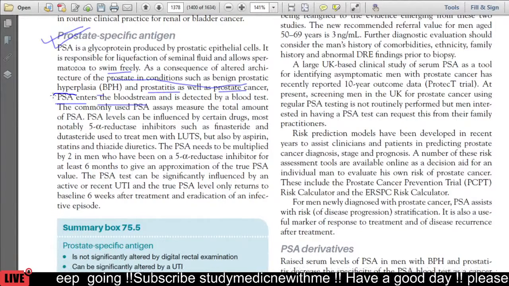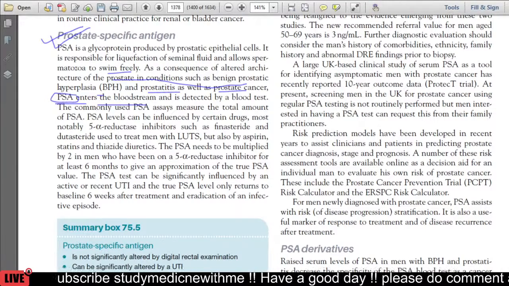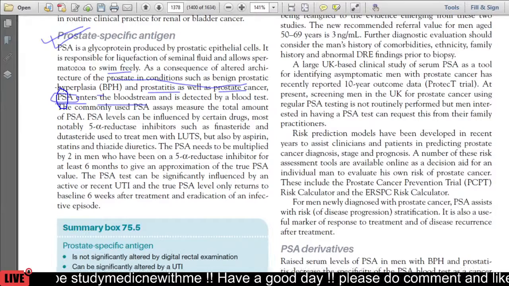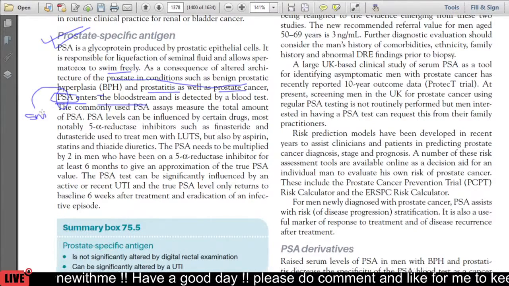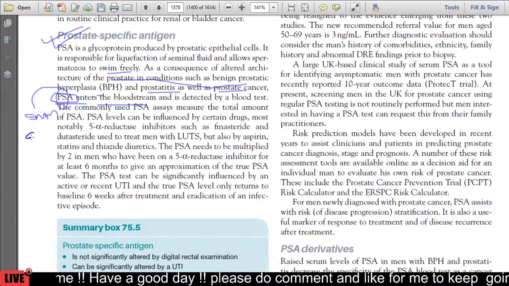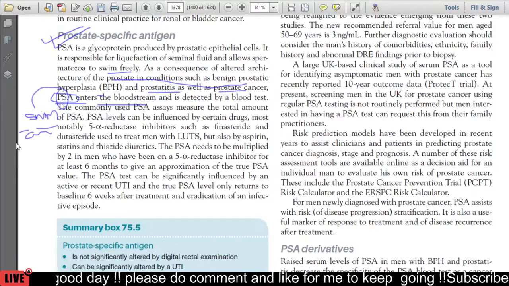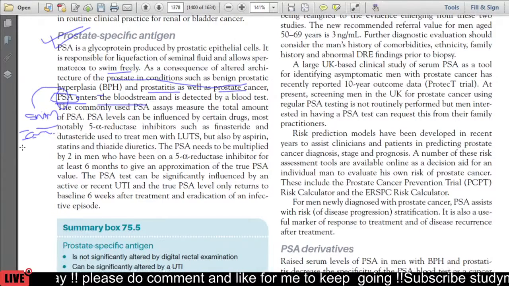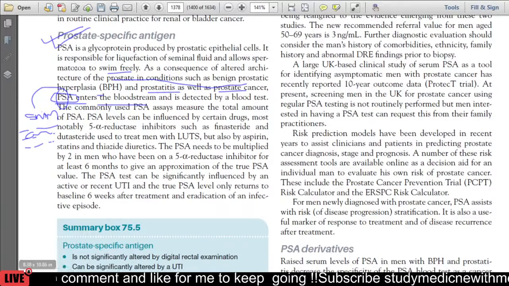So what is the function of PSA? Prostate specific antigen is to help sperm to swim. Swimming of sperm, which is water. So PSA helps sperm to swim in the uterine fluid, I guess.